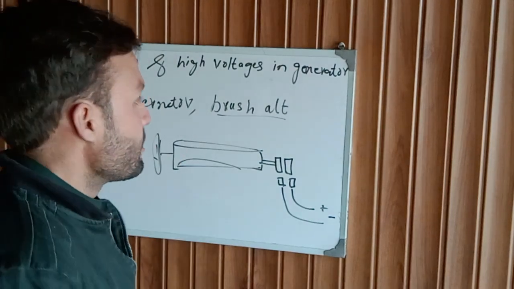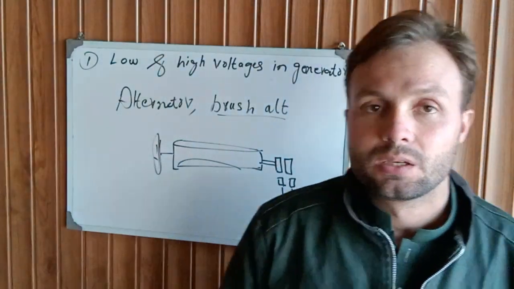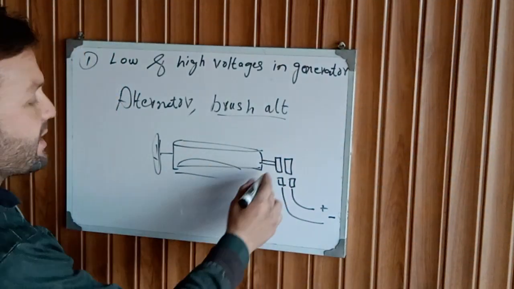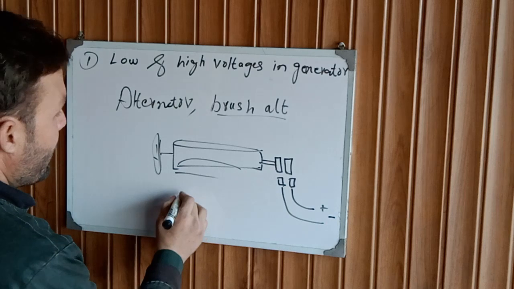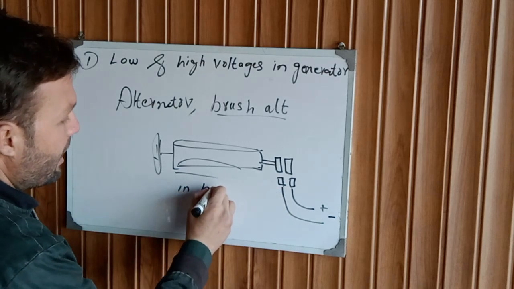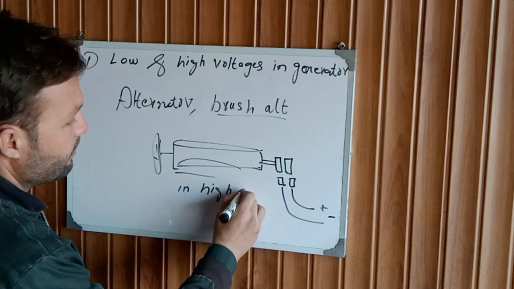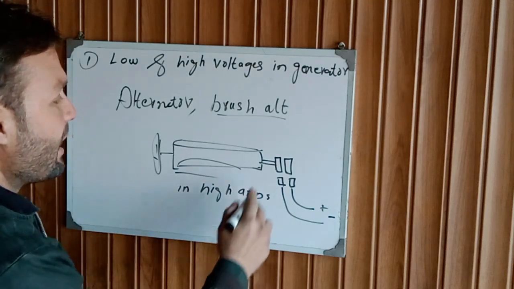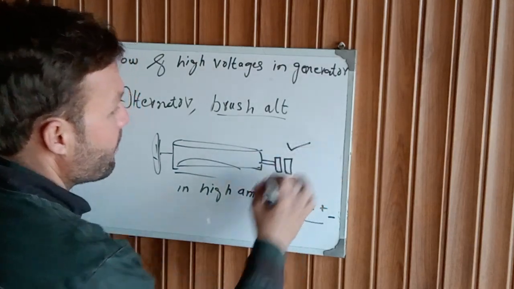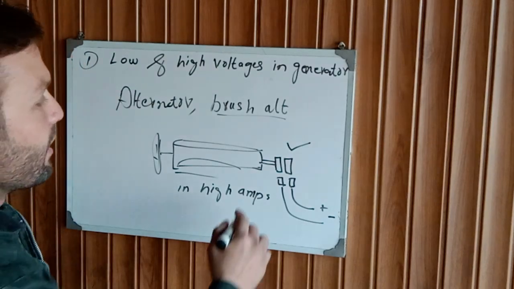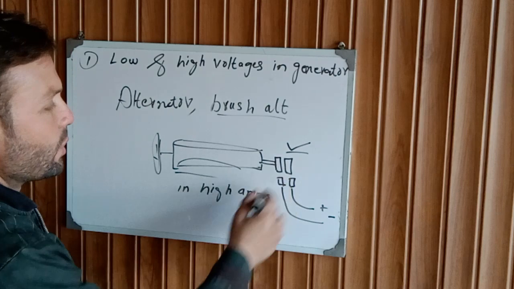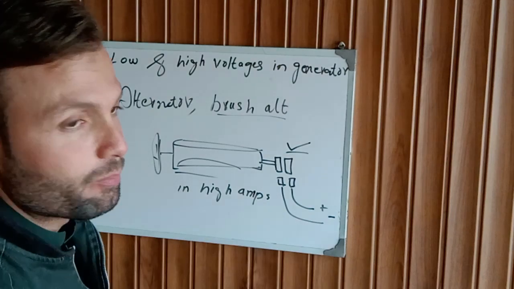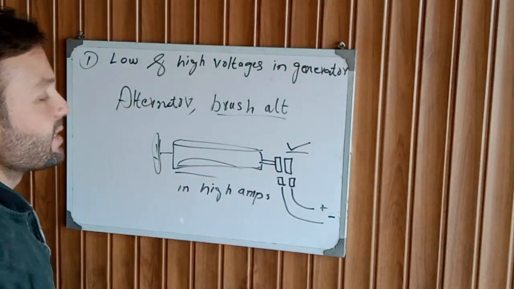The carbon brush alternator's excitation system is in a high amperage. And this alternator needs regular maintenance, like an engine, changing the carbon brushes and cleaning the commutator for a better output and better excitation system.